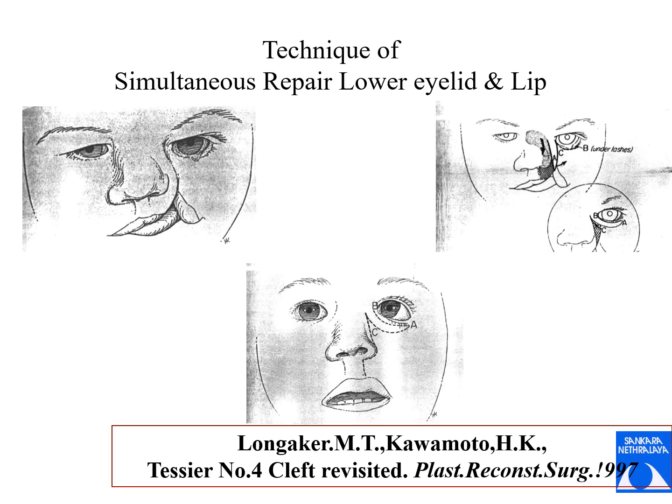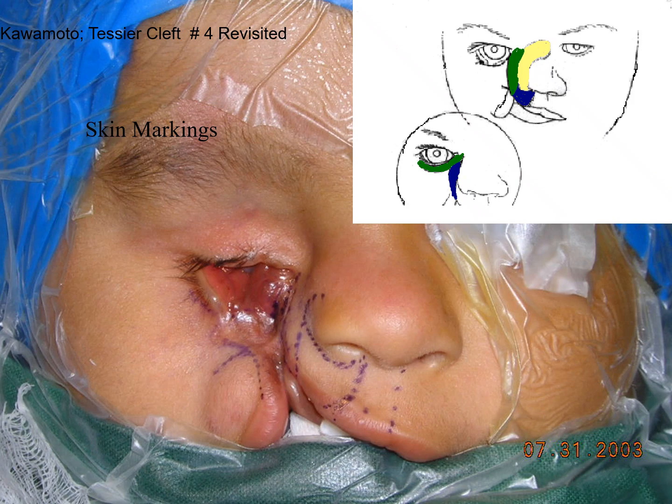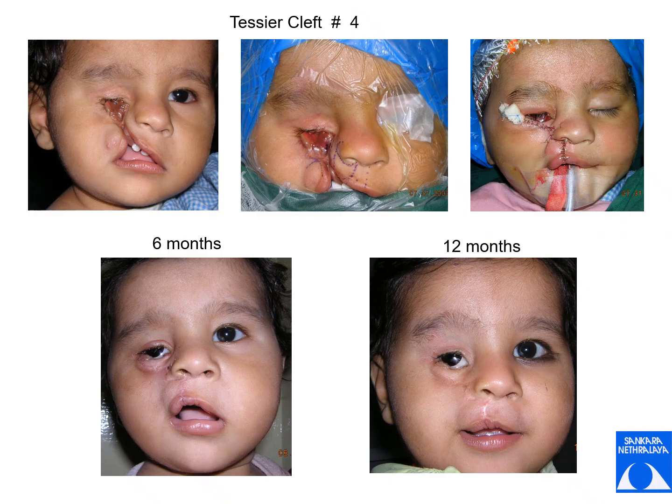Technique of simultaneous repair, lower eyelid and lip by Longaker and Kawamoto. Here you can see the skin marking. A nasolabial flap is raised to form the lower eyelid and the cleft lip is repaired. Tessier cleft number 4, you can see after the correction and the growth of the child.